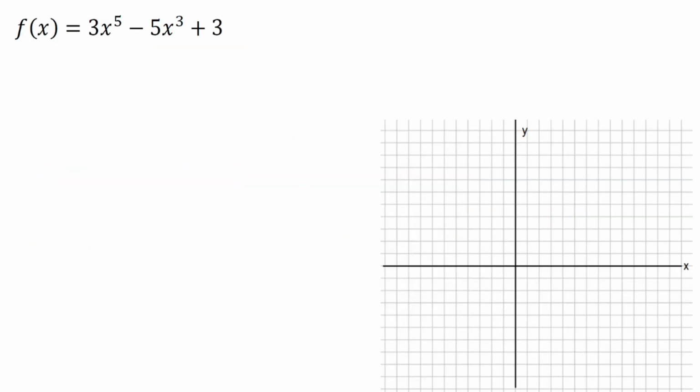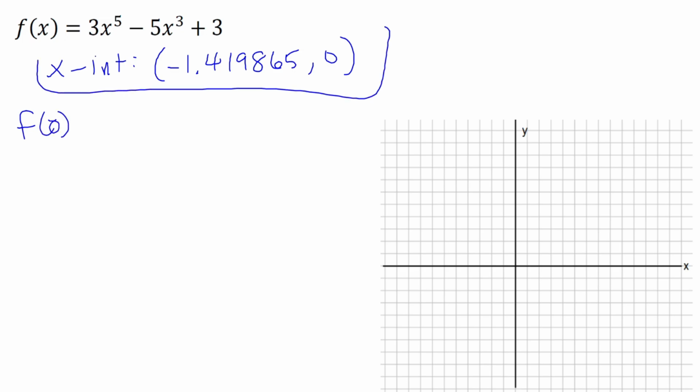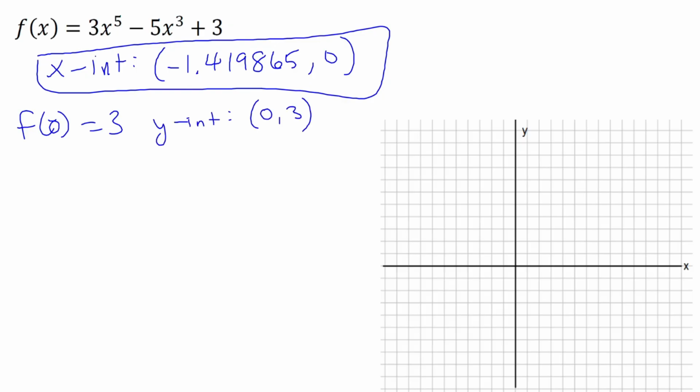Let's get started. The first problem here is f of x equals 3x to the 5th minus 5x cubed plus 3. Now this function, this is the point where I was saying, well, unfortunately, this one we're going to have to use the calculator to find the x-intercept. So I'm just going to tell you for this one, the x-intercept on this is approximately equal to negative 1.419865, 0. But we find our y-intercept by evaluating f of 0. Right, so f of 0 is just equal to 3, so our y-intercept is going to be 0, 3.